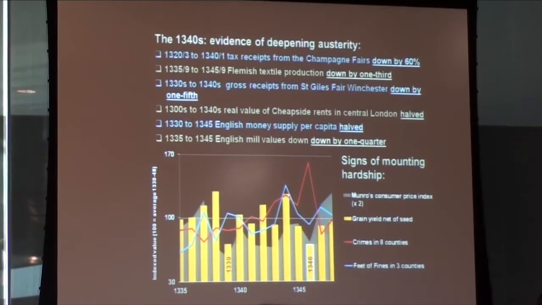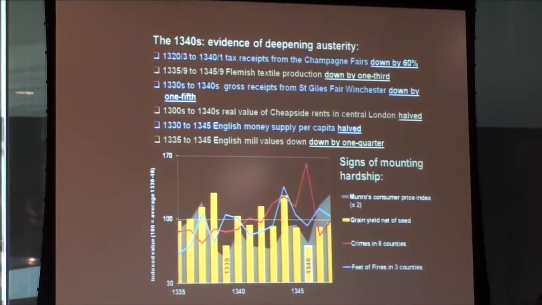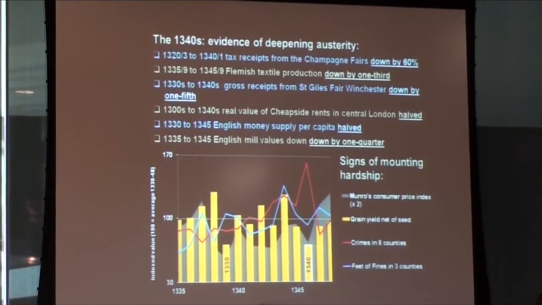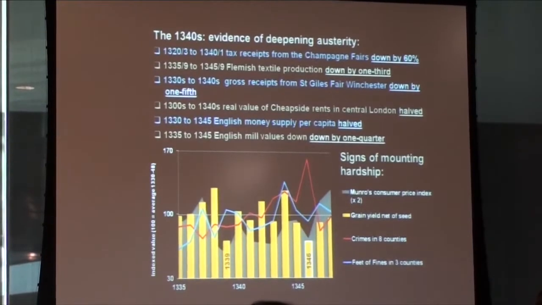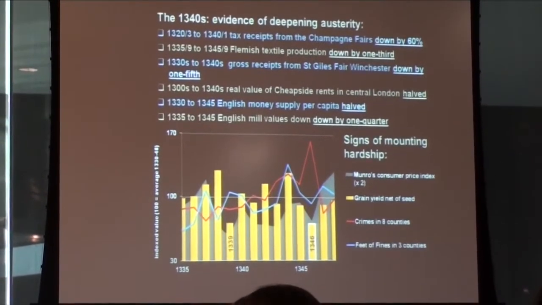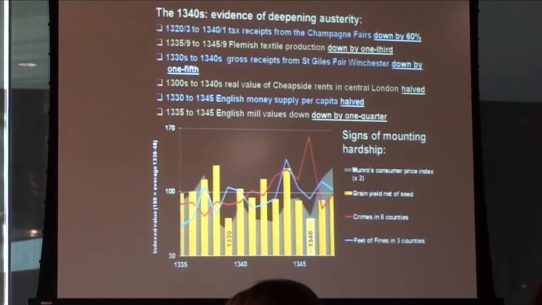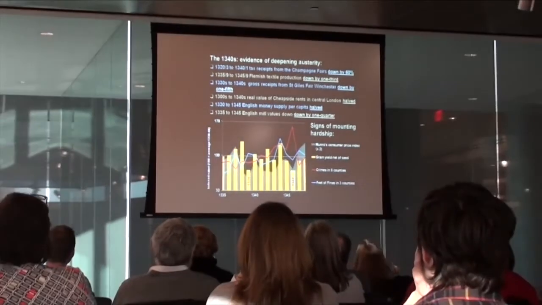And so what you have on this graph, the grey background, is John Munro's price index. Prices fall because of deflation, because of this export of money. And that, in the short term, is a good thing for ordinary wage earners. It means that their wages paid in pennies will actually buy more because the penny increases in value. So that softens the blow.